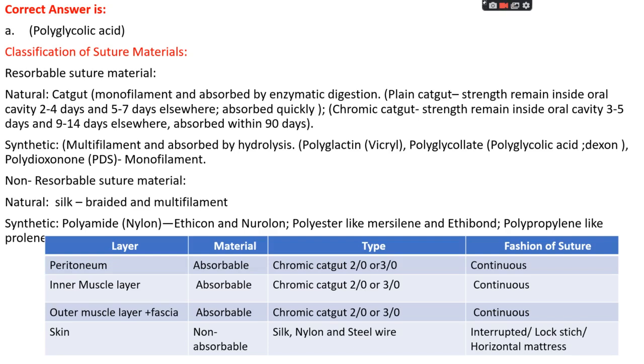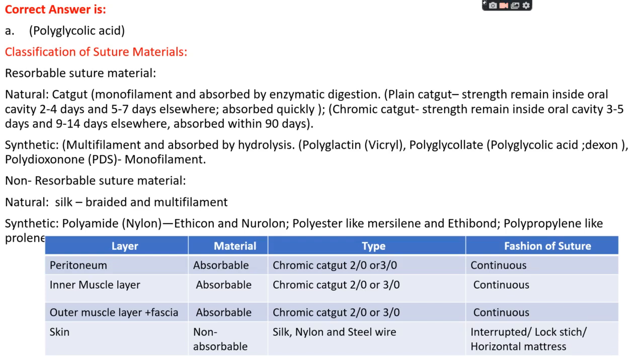Chromic catgut takes about 3 to 5 days in the oral cavity for absorption, while plain catgut will absorb in the oral cavity in 2 to 4 days. Other than the oral cavity, plain catgut takes 5 to 7 days for absorption, while chromic catgut takes 9 to 14 days for absorption.